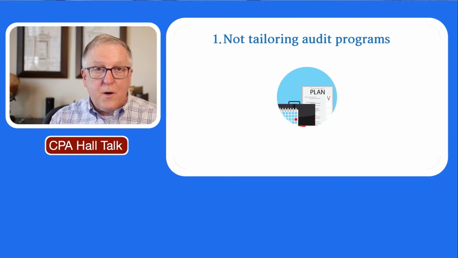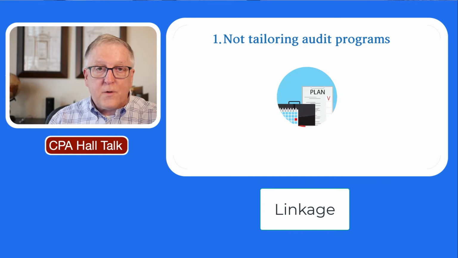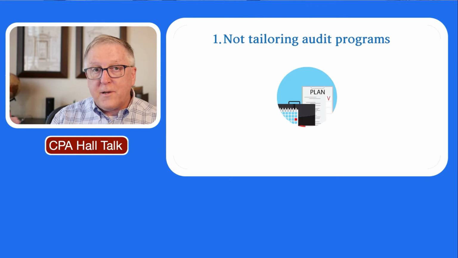So as you know, we create audit programs for each transaction area. And so look at each one of those audit programs. Look at your risk assessment summary form that we've talked about in a prior video. If there are identified risks, then you want to link the procedures from that risk form into the audit program.